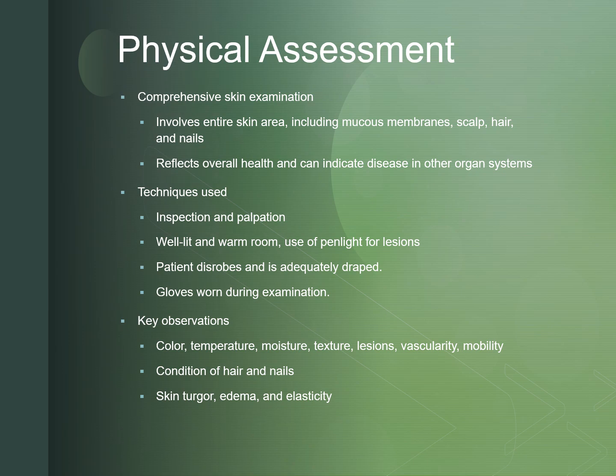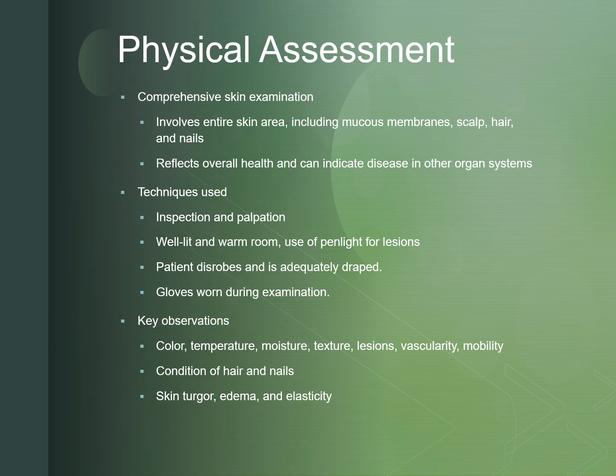Lesions, we're noting the size, shape, color, and location of those lesions, if there are any. Vascularity, so bruising or spider veins could mean possible vascular or liver issues involved. Mobility, skin should be mobile over the underlying tissue. Hair and nails, we're assessing for distribution, texture, and abnormalities there. Skin turgor, edema, and elasticity. Turgor to assess hydration status.